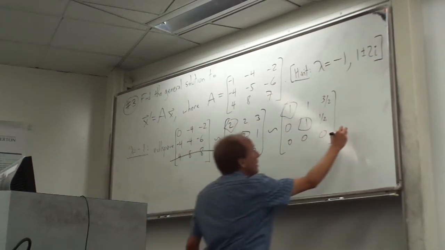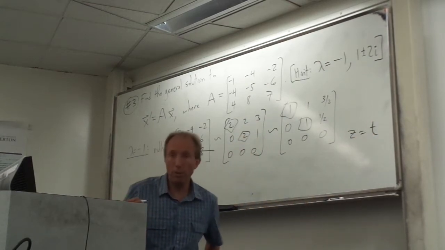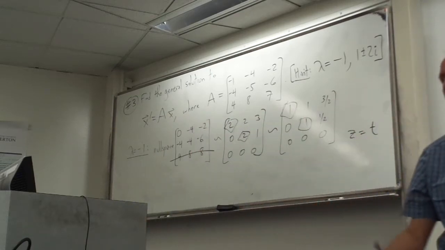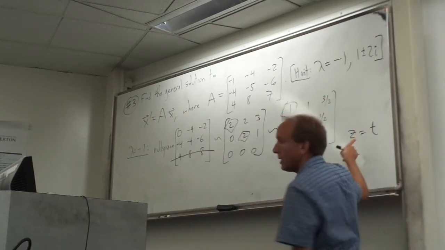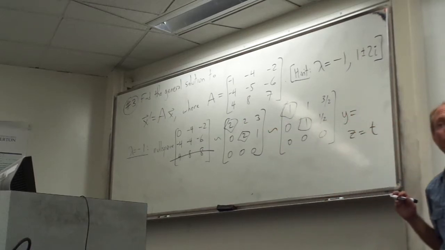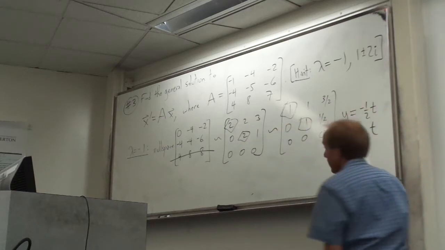Frank, it's not wrong to let z equal 2t. You could make that work for you, but it's just not the way I've done the problems. I'd like to be consistent with my approach. So I'm going to use z equal to t. Now, if z is equal to t, then can anybody tell me what y will equal? Negative 1/2 t. Very good. Negative 1/2 t for y.